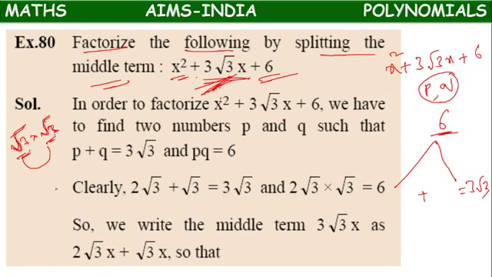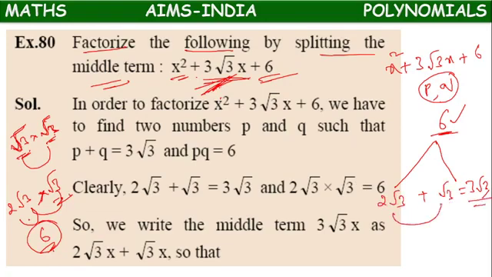Then root 3 into root 3 will become 3. But the product we need is 6. So we can take 2 root 3 as one number and root 3 as another number, so that root 3 into root 3 will become 3, and 3 into 2 will become 6. So what are the two numbers? 2 root 3 and root 3. So that the sum will be equal to 3 root 3.